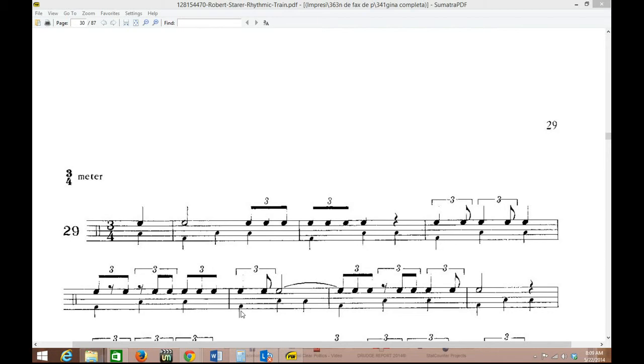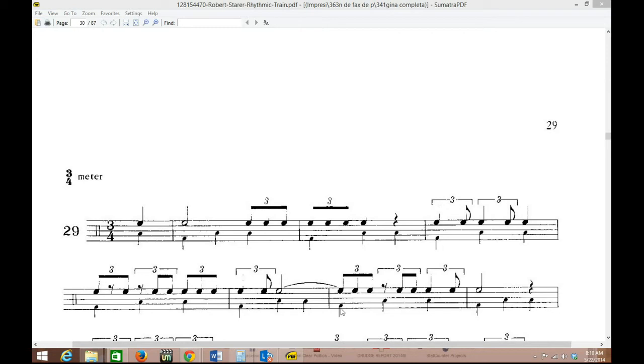So here's the second measure. And here we go. Ta, ta, ta. Okay. Again, second measure, ready, go. Ta, ta, ta. That was the second measure all by itself.